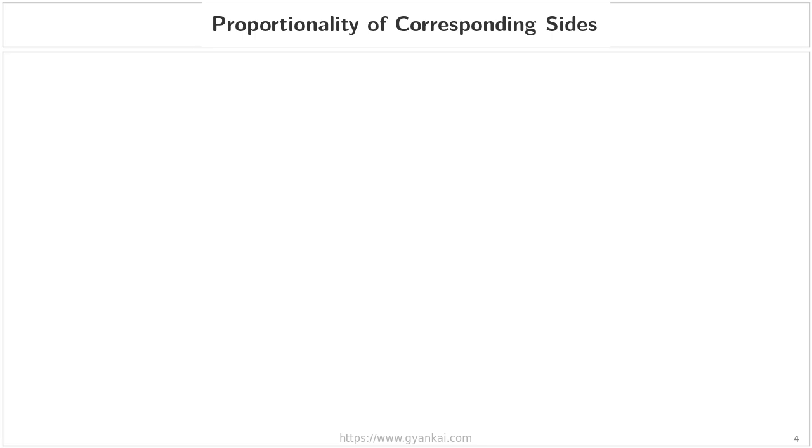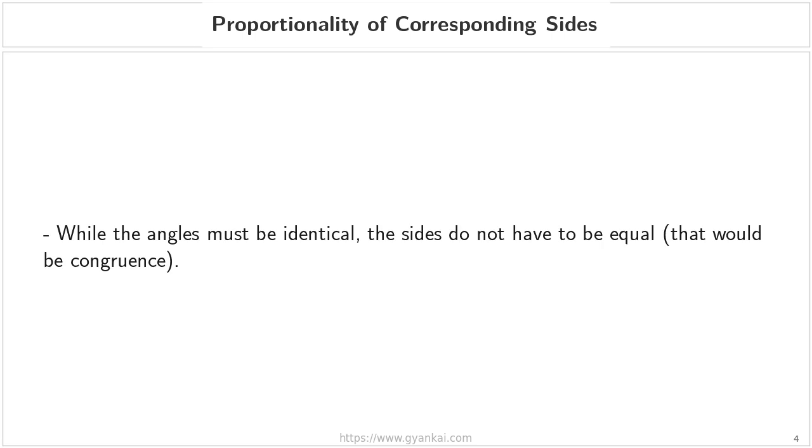Proportionality of corresponding sides. Now that we have established that the angles must be identical, let's move on to the second and equally important condition, the proportionality of the sides. It is crucial to note that while the angles must be exactly the same, the side lengths do not have to be equal. If the sides were equal in addition to the angles, we would be looking at congruence, which essentially means the shapes are identical in every way.